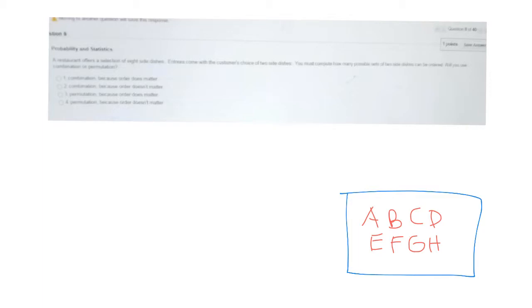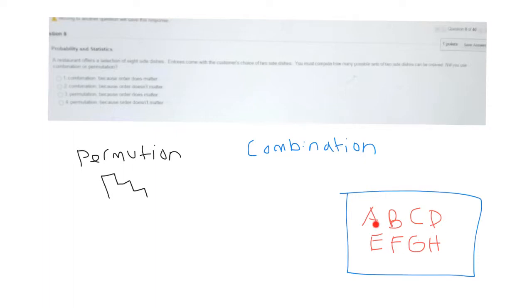Now, as you may recall, I had already mentioned that permutation is when the order does matter, like, for example, first place, second place, third place winners in the Olympics. And combination is when the order does not matter. Now, I can tell already this is going to be a combination problem, and I'm going to explain why.